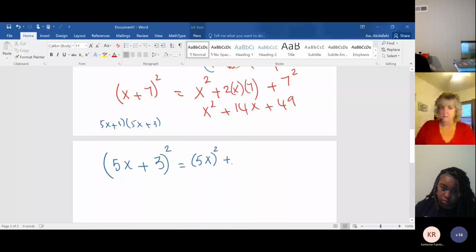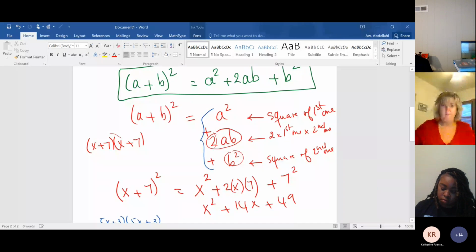The next term, what are you going to have? The one in the middle. What's it going to be? 2 times 5x, times what? Times 3. Thank you. It's 2 times 5x times 3, right? Where are you getting the 2 from? The 2 is in the formula. Is that 2 here?